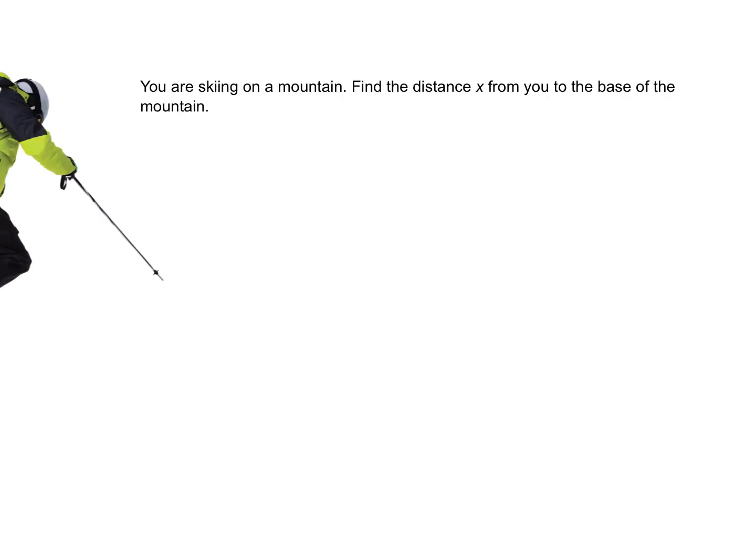And for our final example, we have example 6. This example says you are skiing on a mountain and you have to find the distance x from you to the base of the mountain. So I think I deleted out the sketch which goes with this. You have something that looks like this.